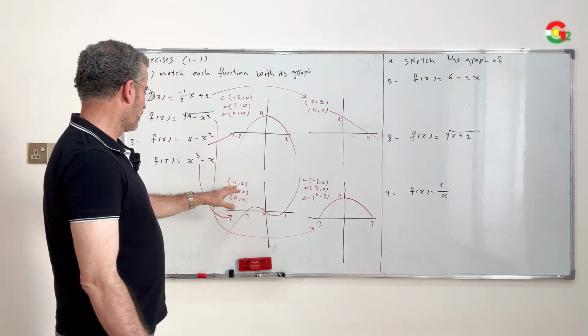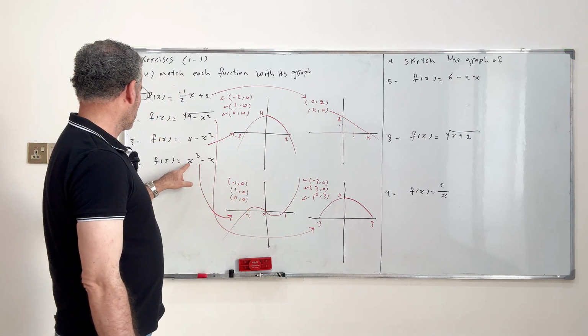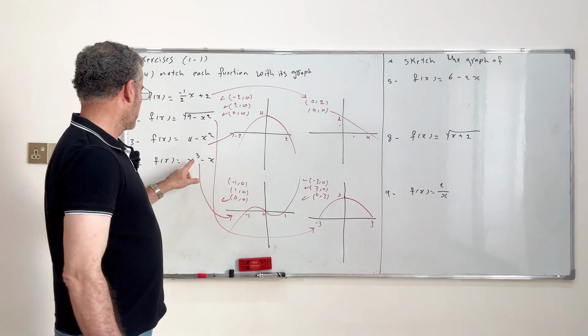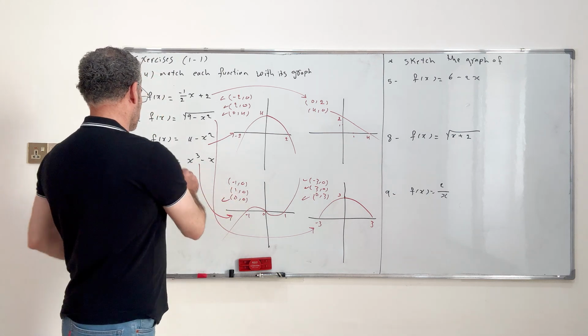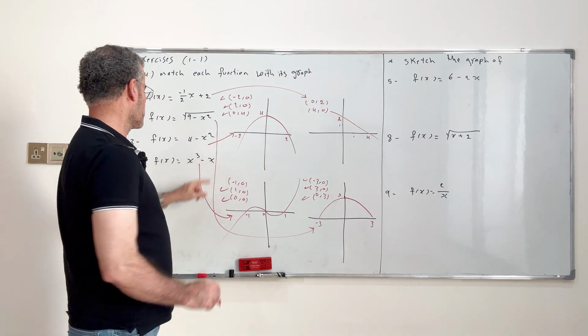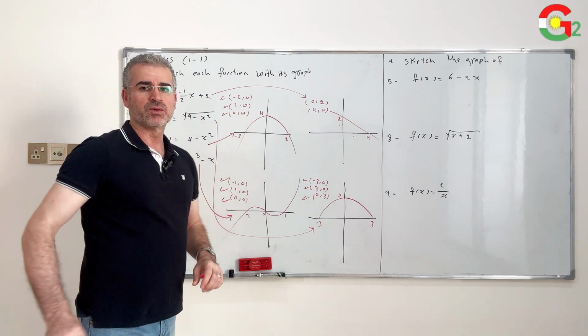Let me check it with the points. When x is 0, 0 minus 0, y is also 0. When x is 1, 1 minus 1, also 0. When x is equal -1, -1 minus -1, 0, it's true.